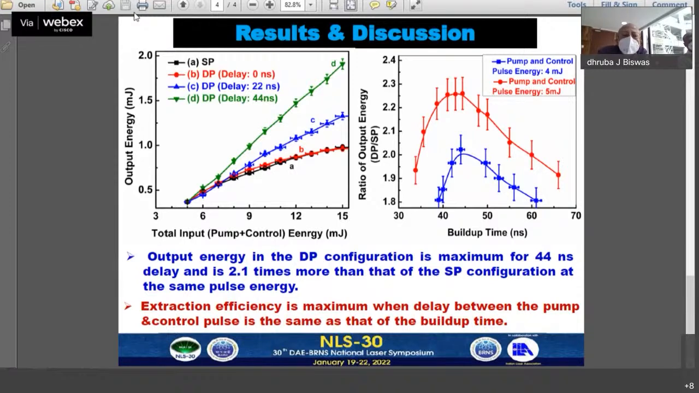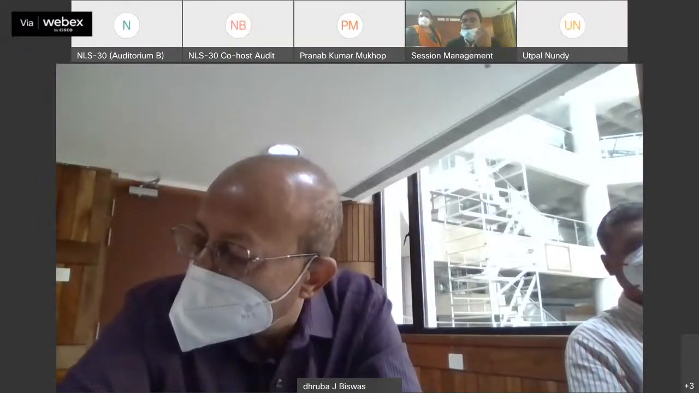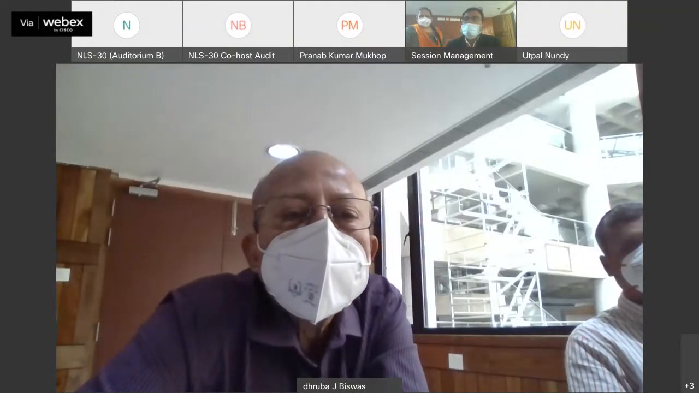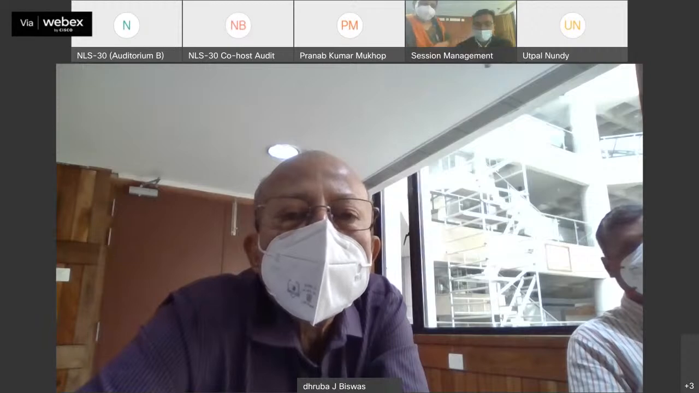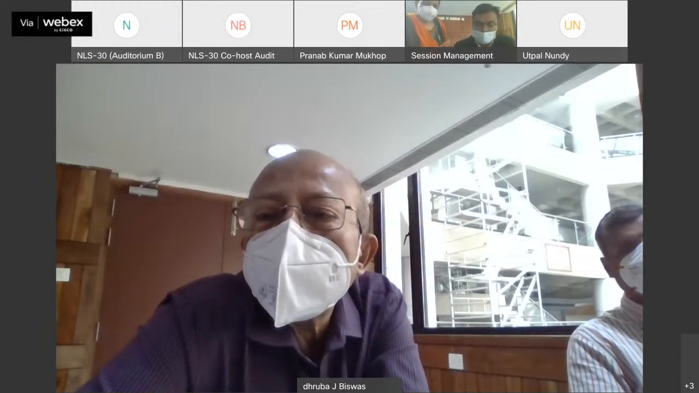Those populations that come to the ground state during the build-up time are again repumped, which leads to enhancement of the laser efficiency. To know exactly where the build-up time is, this shows the ratio of the output energy in dual pumping to single pumping with respect to build-up time.